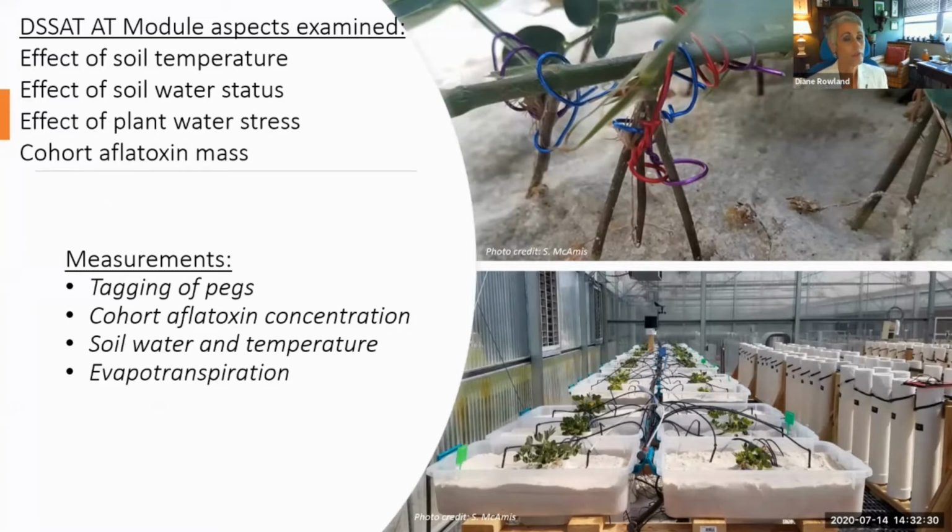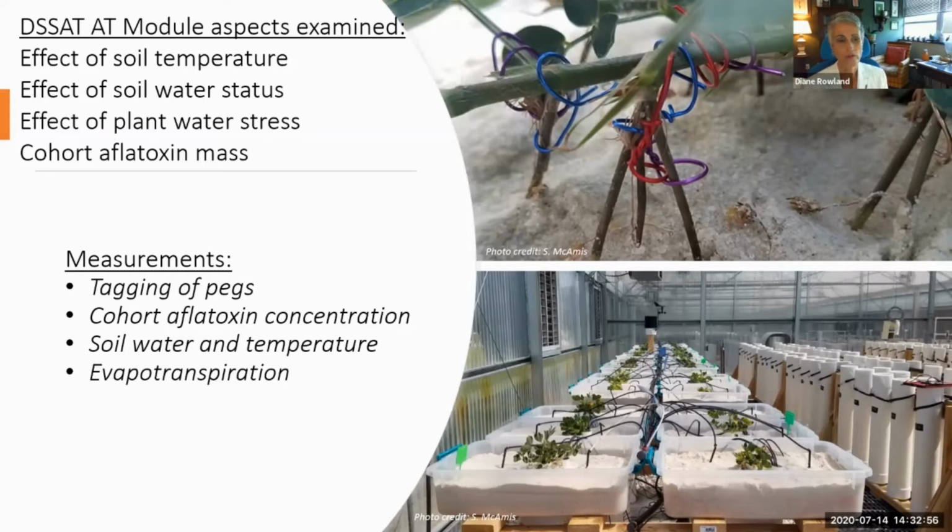Within that module, of course, soil temperature is critical, soil water status, as well as some sort of quantification of plant water stress, usually associated with evapotranspiration, and then the cohort aflatoxin mass. So the cohorts of pods that are produced over time, that mass of aflatoxin is related to their cohort structure.